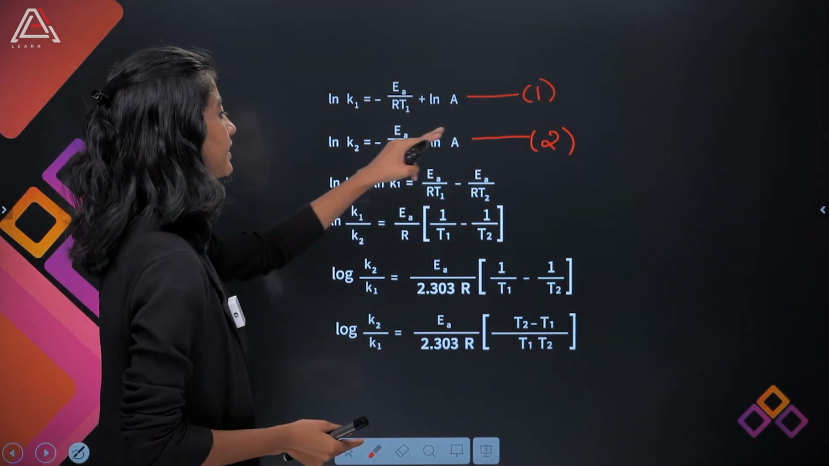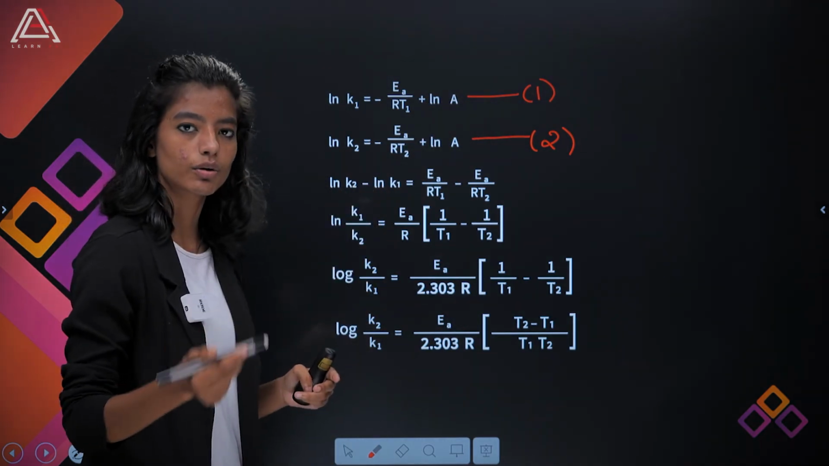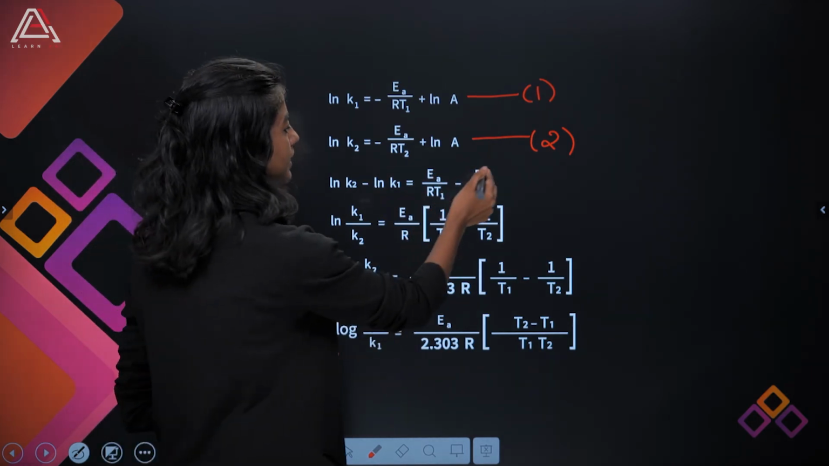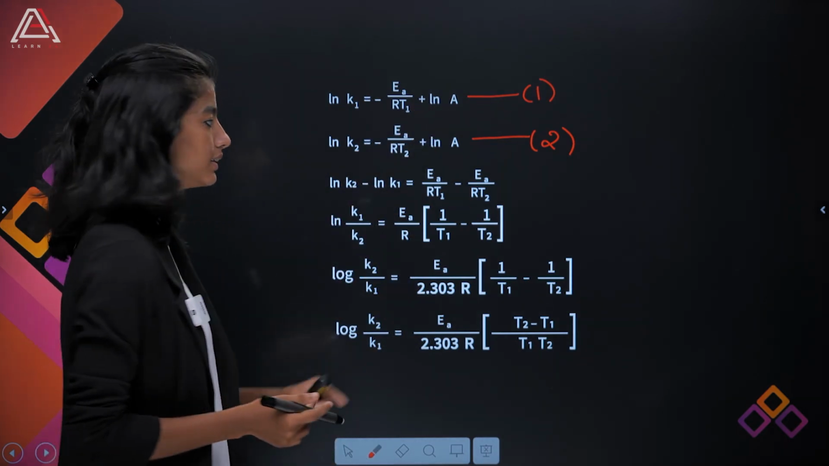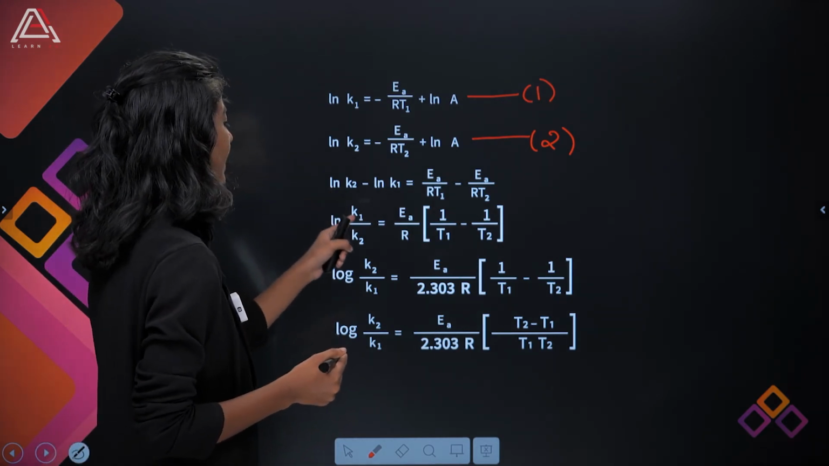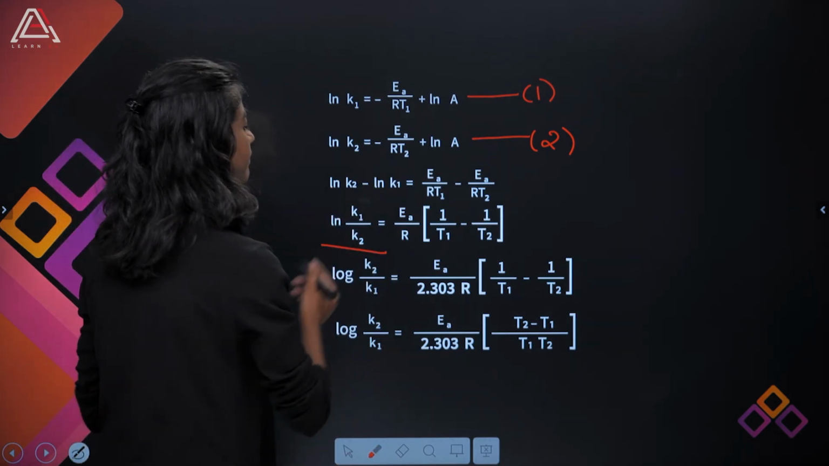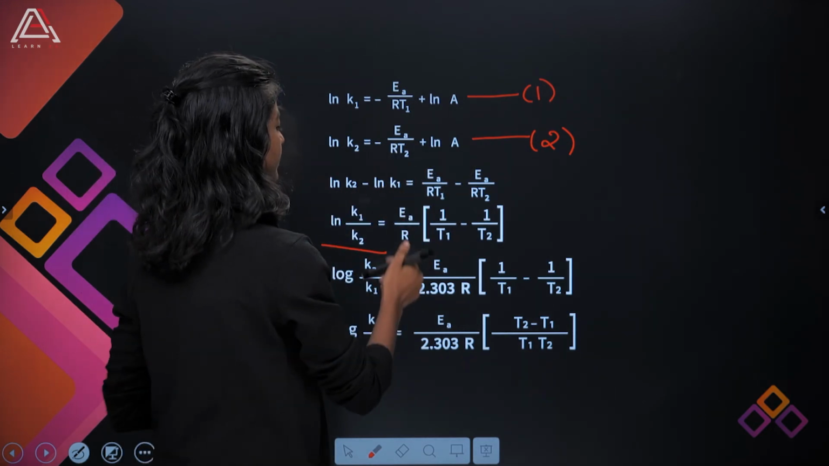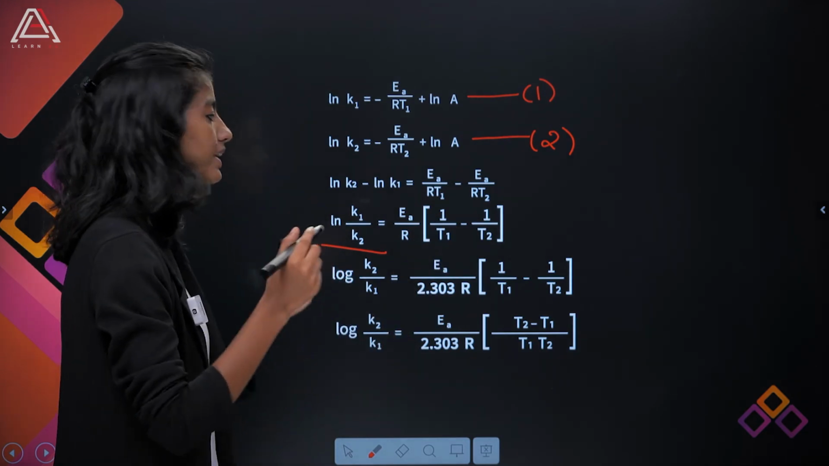Now, by subtracting equation number 1 from 2, we will get ln k2 minus ln k1 equals Ea divided by R T1 minus Ea by R T2. ln A will get cancelled. Now, ln k2 minus ln k1 is ln k2 divided by k1, and Ea by R is common over here. Let's take it outside: Ea by R into 1 divided by T1 minus 1 divided by T2.